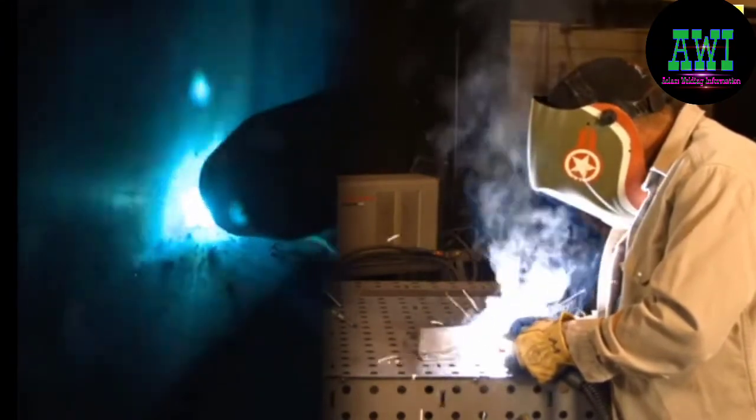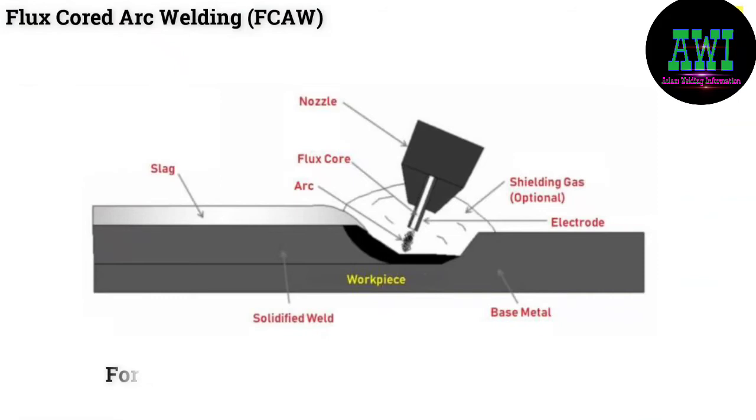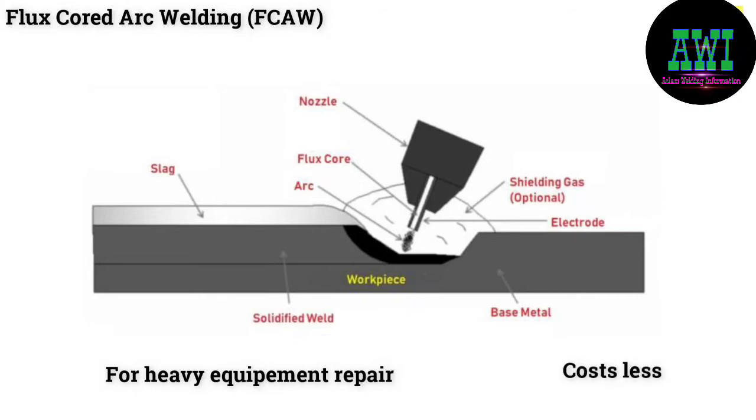This welding process is better suited for rough, heavy metals because it is a high-heat welding process. It is usually used for heavy equipment repair for this purpose. It is a process that does not produce too much waste. Because there is no need for external gas, it also costs less.